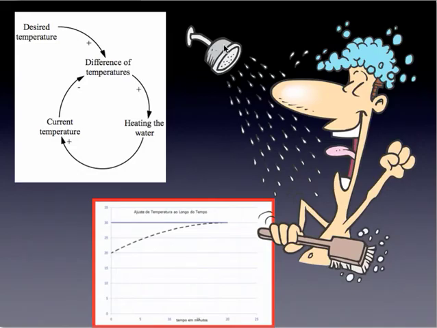Let's see an opposite example, where you are going to take a hot shower and you have the desired temperature and current temperature. The difference of temperatures is based on those variables. More difference, more heat in the water, more current temperature. As time passes, the current temperature reaches the desired temperature.